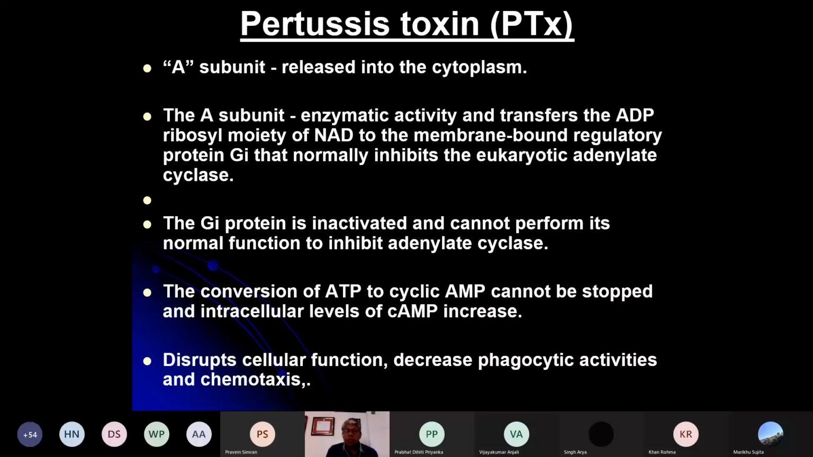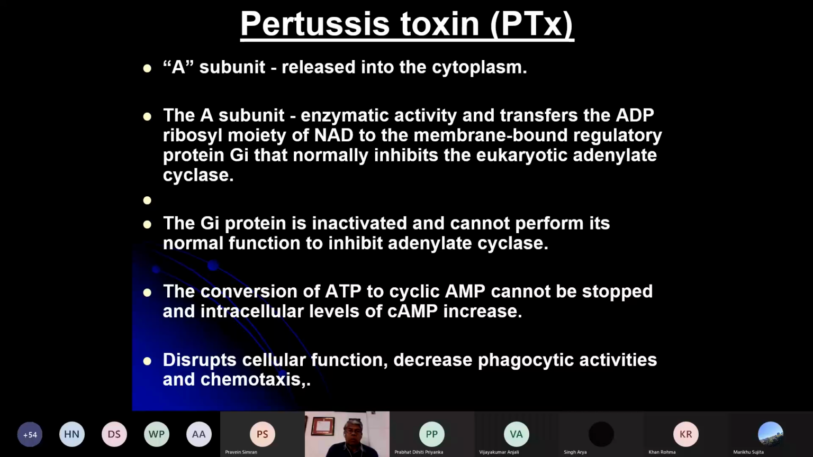All this leads to edema in the tissue. All this leads to congestion. All this leads to decreasing or narrowing the aperture or the diameter of the respiratory tract. This is the biochemical mechanism by which it does so.